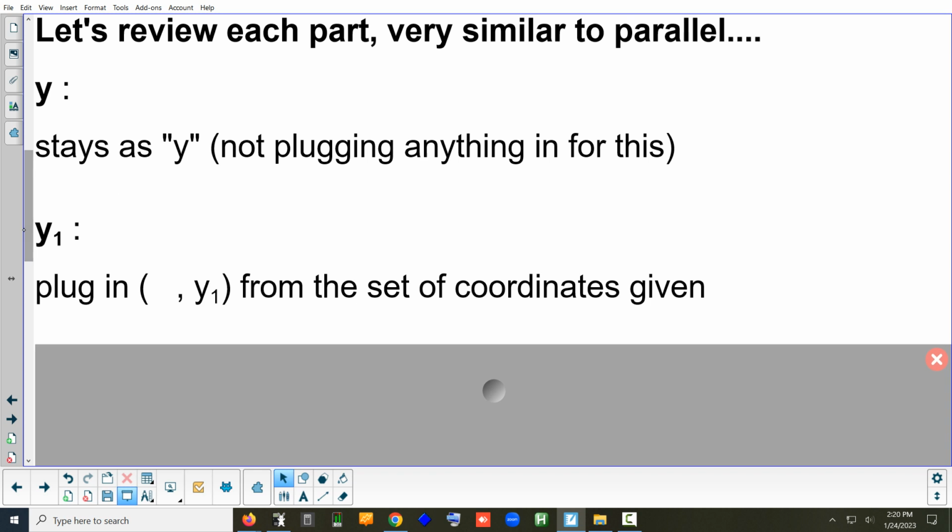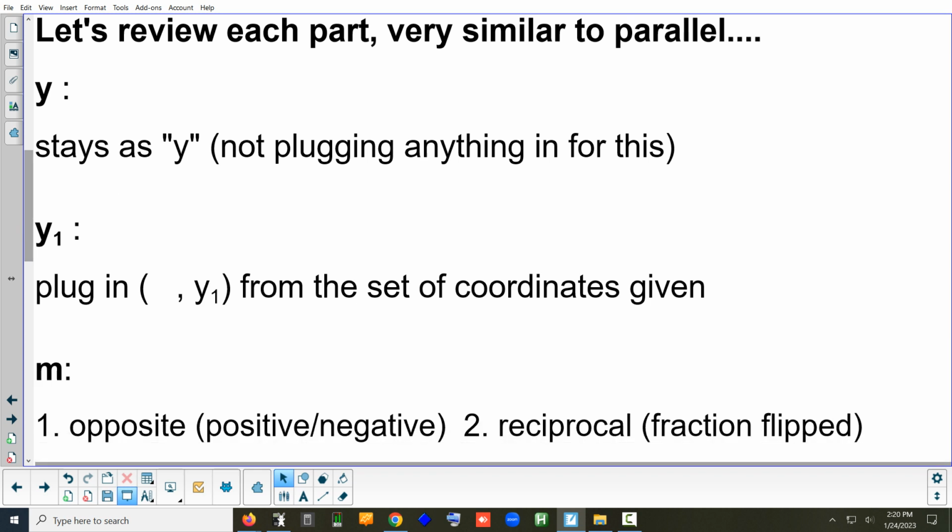And what you want to fill in for m is the slope. But remember, you have to do two things to it. It's what we just practiced in the table. Take the opposite of it. So that means if it was positive, you make it negative, or if it was negative, you make it positive. So you're going to take the slope they give you in the problem. Step one is to take the opposite of it. And step two is to flip it. Now this step was a little easier when we did parallel because you could just keep the number the same. You didn't have to make it the opposite and flip it. Now you do.